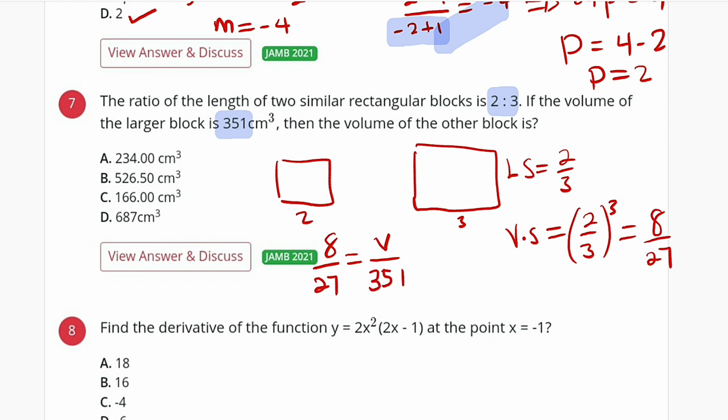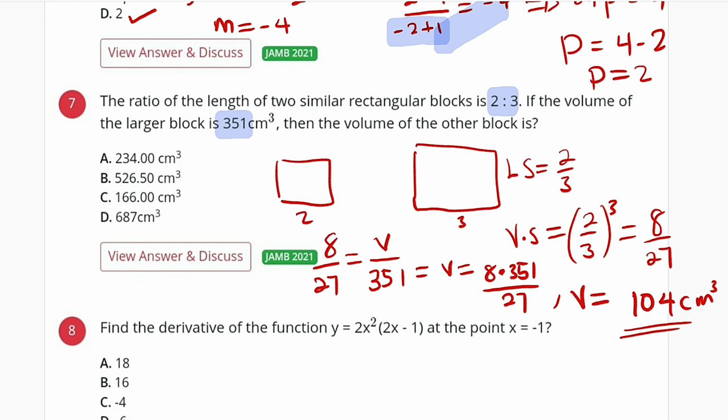351. All we have to do is to cross multiply, and if you cross multiply, you have V equal to 8 multiplied by 351 divided by 27. So now finally V will be equal to, let me use my calculator, we have 8 multiplied by 351, which is equal to 2808. Then we divide that by 27 and we have 104 cm cube. And from the option I can't find any, but this is the actual solution.